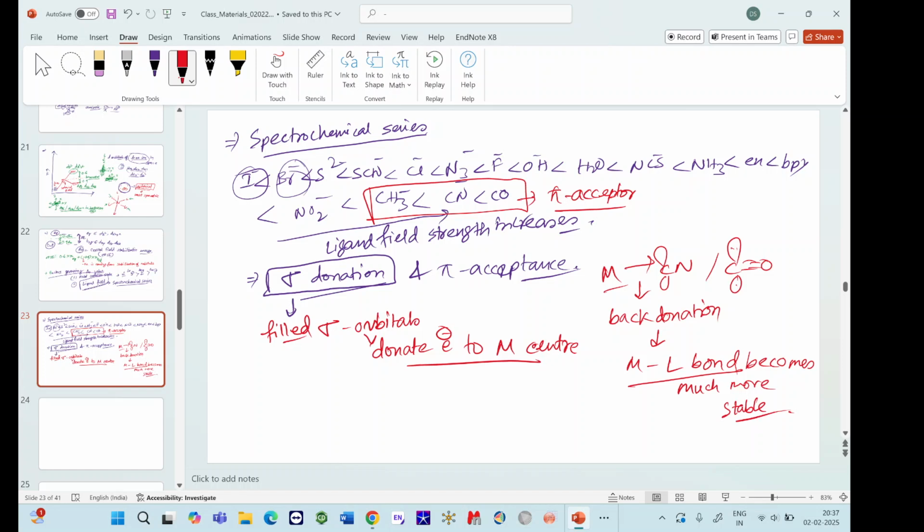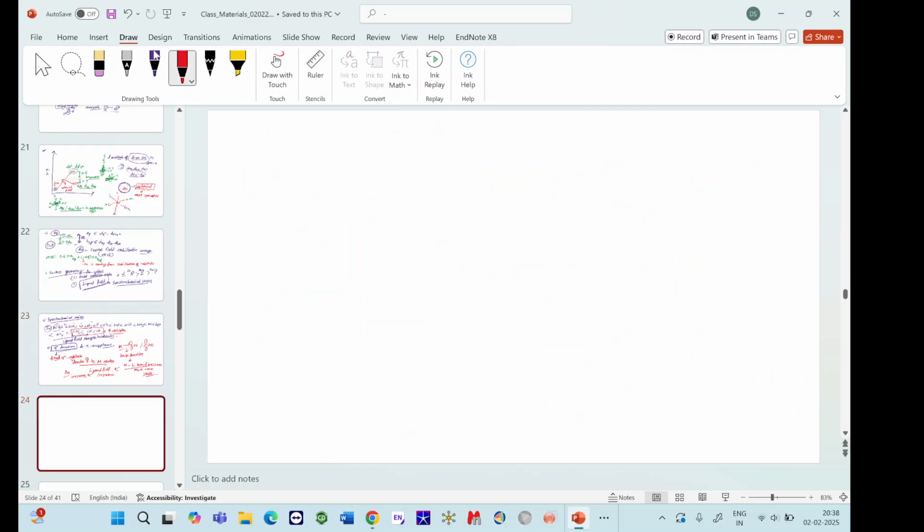Okay, and due to this, your ligand field increases, and then your delta zero also increases. So there is a comparison.